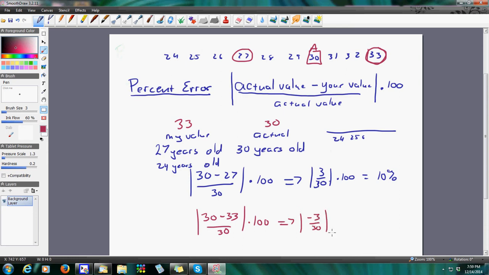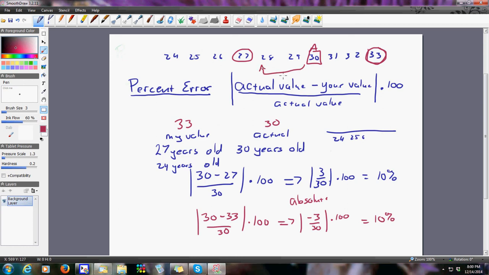Well, here's what I want you to realize. It doesn't actually matter. And the reason why I use these funny lines is because it means the absolute value, which is a positive distance away from your answer, or from 0, times 100. And I still get 10%. And the reason why it doesn't matter is because I'm 10% under when I guess 27. And here I was 10% over when I guess 33. But I'm still wrong by 10%.